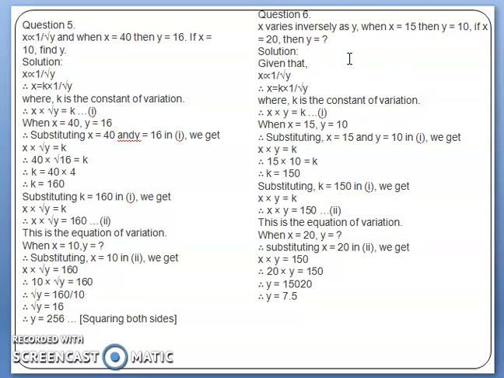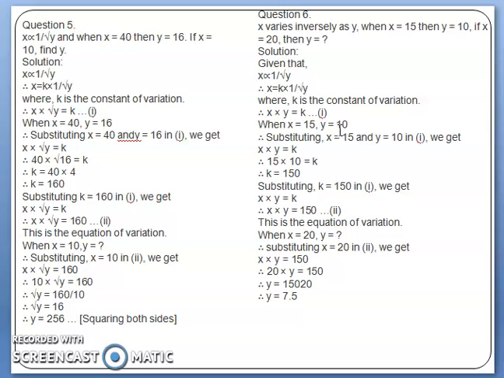Now come to the last question. X varies inversely as Y. When X is equal to 15, then Y is equal to 10. If X is equal to 20, then Y is equal to, we have to find out. Now, X varies as 1 upon Y. Therefore, X is equal to K multiply 1 upon Y, where K is the constant of variation. Here X multiply Y is equal to K.